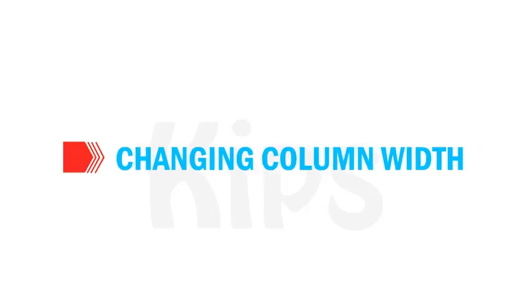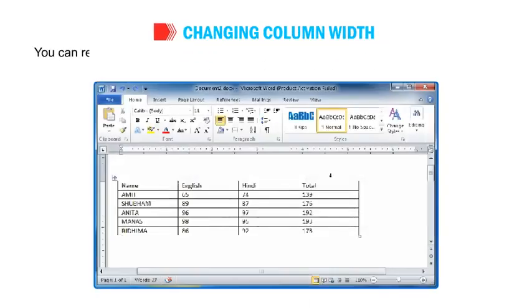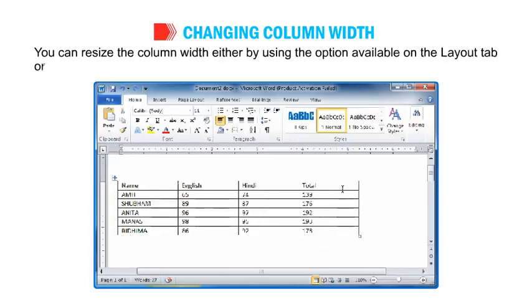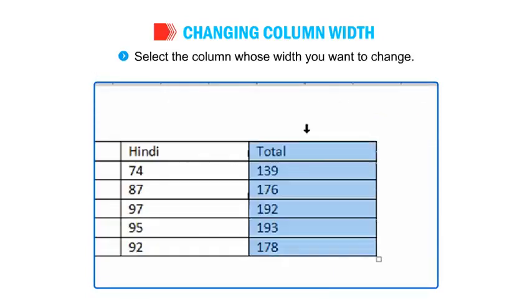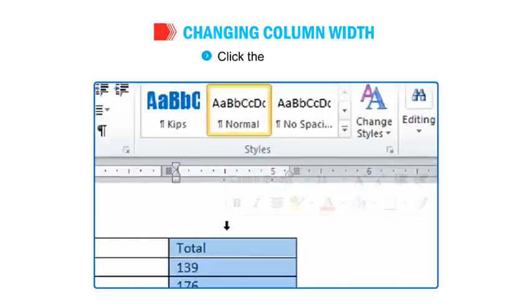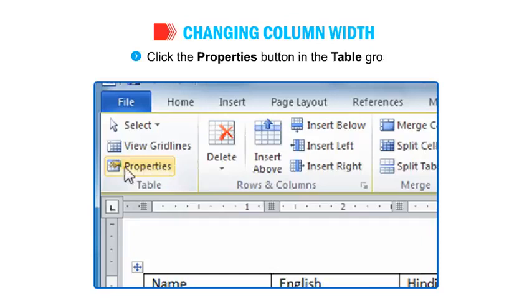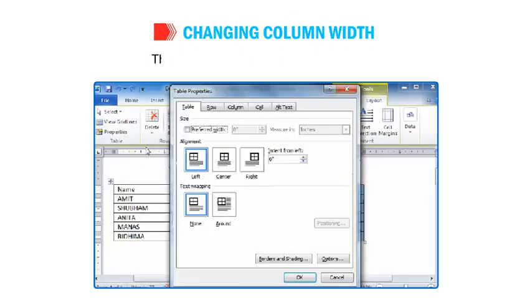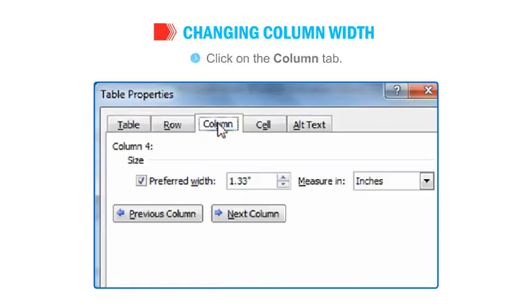OK, now I will tell you how to change column width. You can resize the column width either by using the option available on the Layout tab or by using the mouse pointer. Select the column whose width you want to change. Click the Layout tab. Click the Properties button in the Table group. The Table Properties dialog box appears. Click on the Column tab.